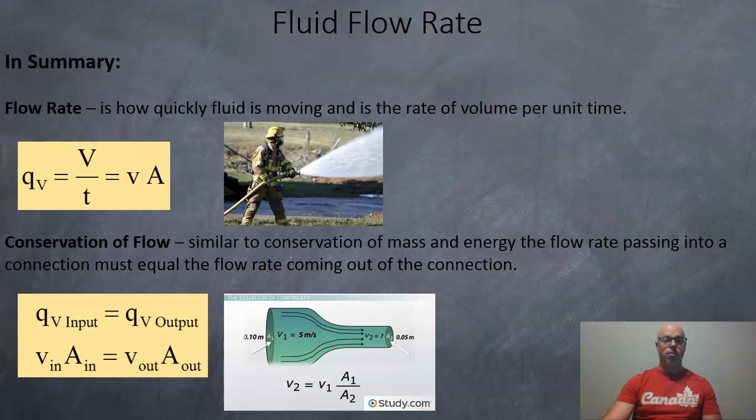So flow rate is how quickly fluid is moving, and is the rate of volume per unit time. So your flow rate is calculated by the volume divided by time, or the speed times the cross-sectional area. And it should be useful in calculating things like fire hose speed. And conservation of flow is just like the conservation of mass and energy. The flow rate passing into a connection must be equal to the flow rate coming out of a connection.